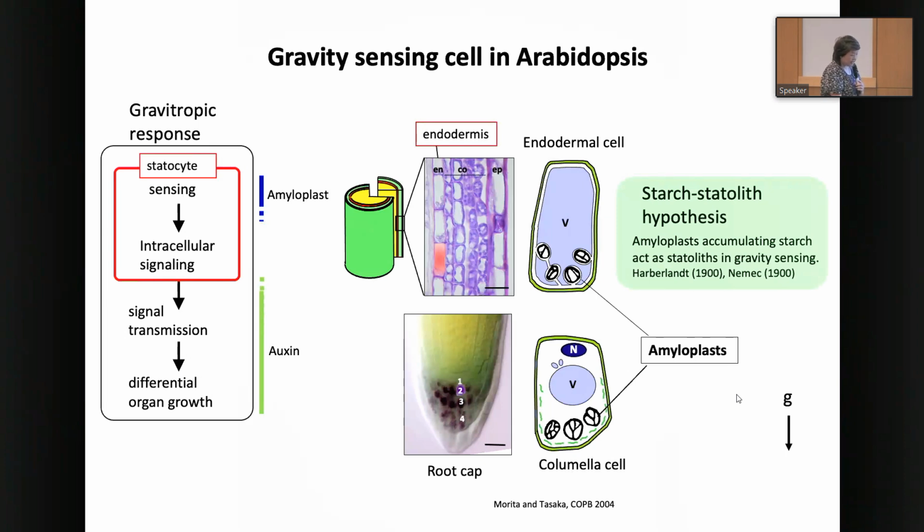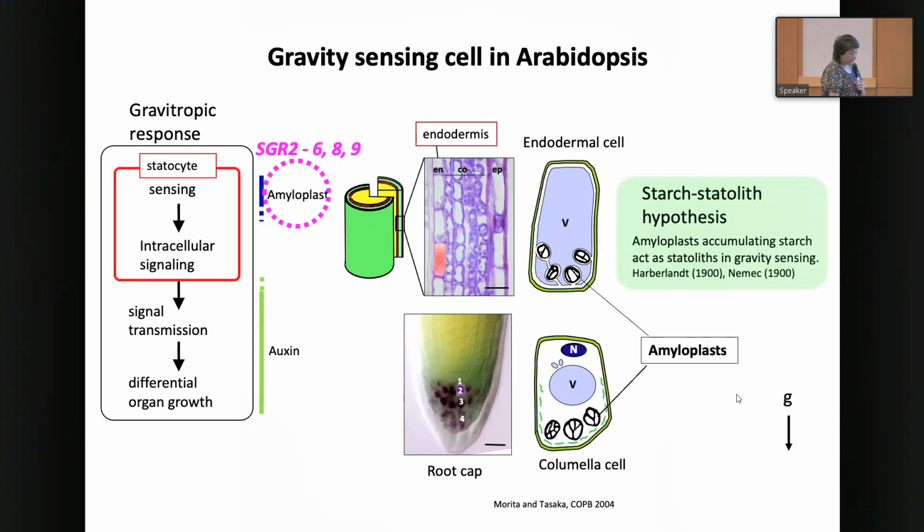So these fit well with the starch-statolith hypothesis, as you know well. And so we can conclude that these cells are gravity sensing cells called statocytes.